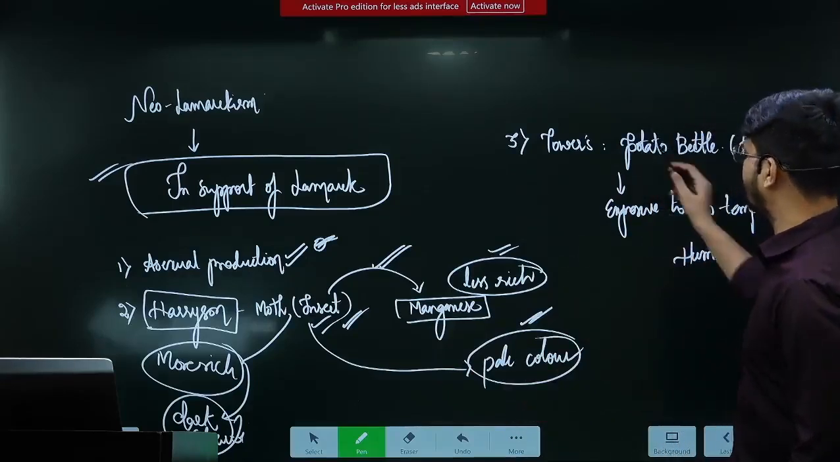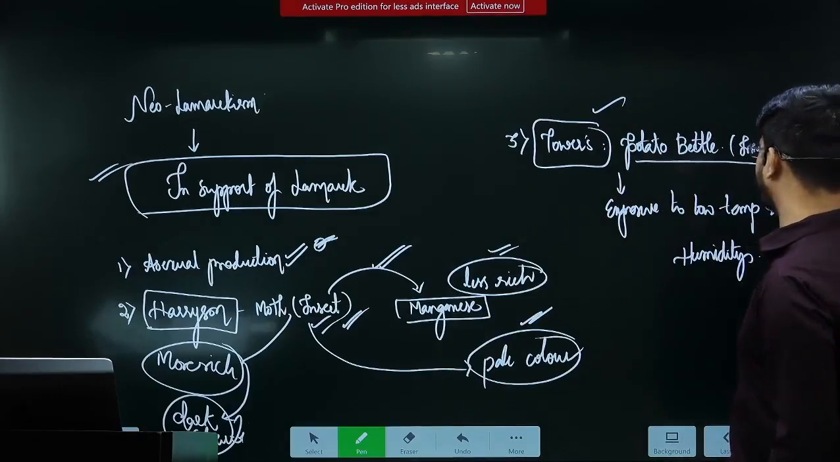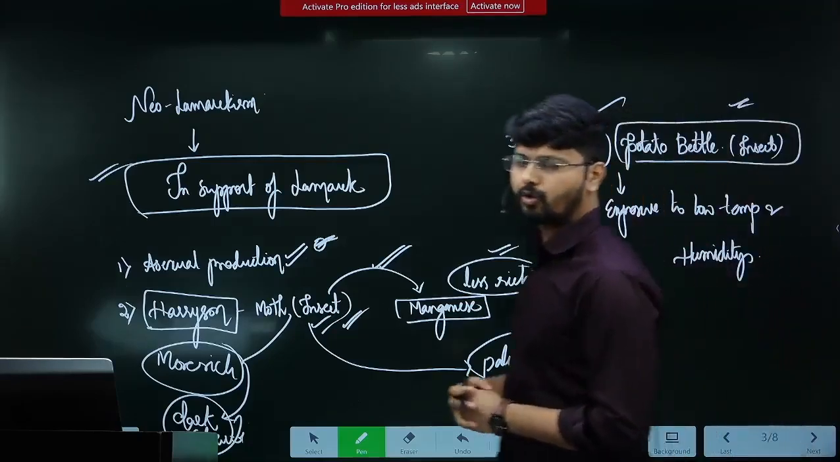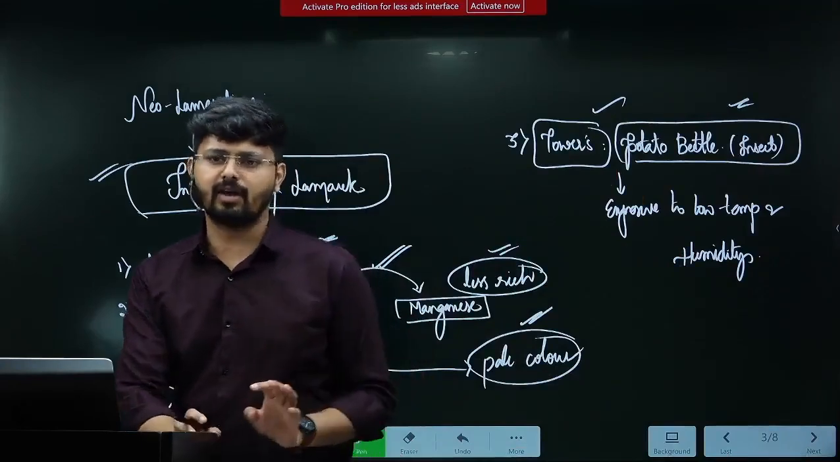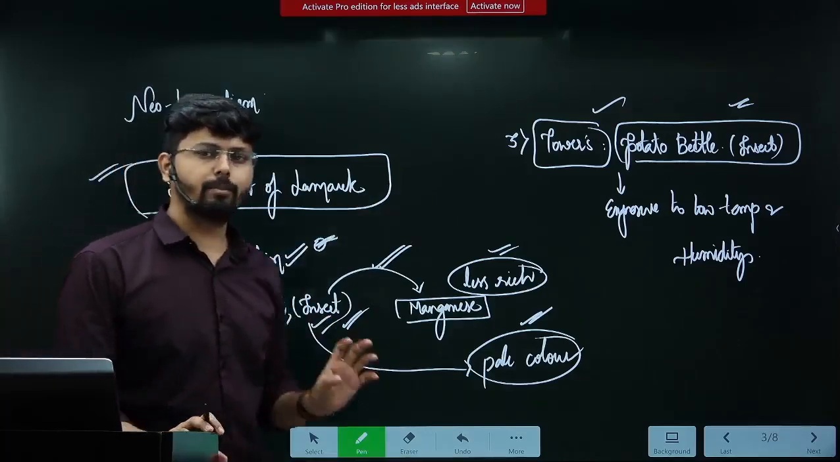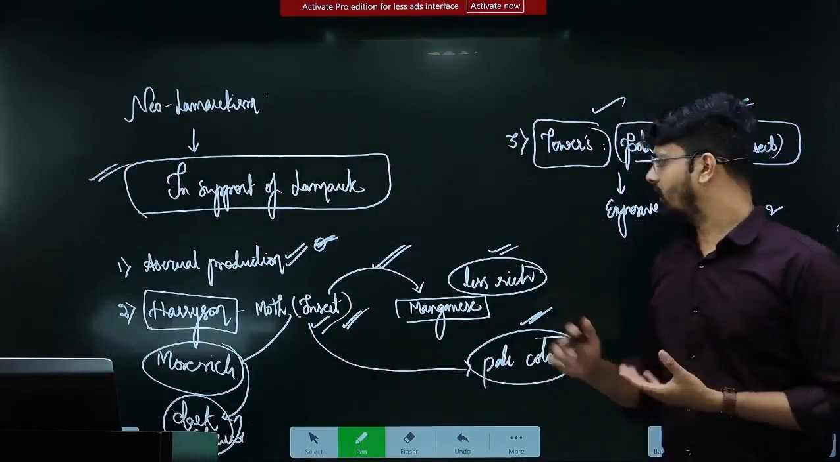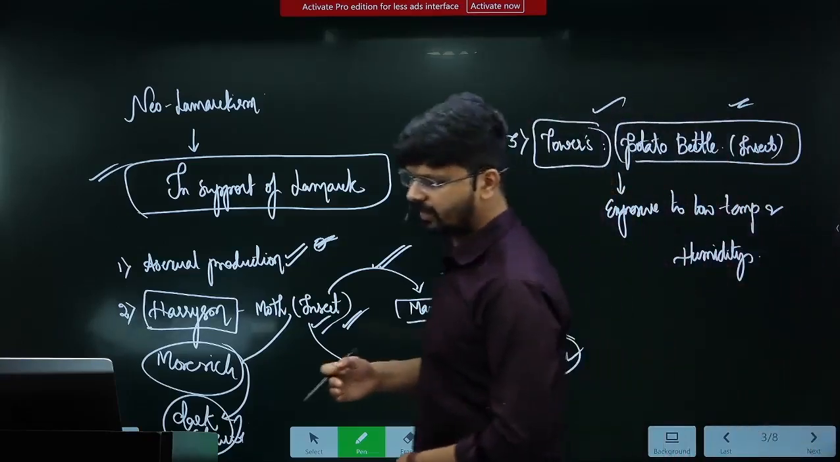And the other experiment is Tower's potato beetle. It's an insect. When it is exposed to low temperature and humidity, nothing happens. He exposed this insect to low temperature and humidity, nothing happened, and it was the same as before. But what happened in the next generation?